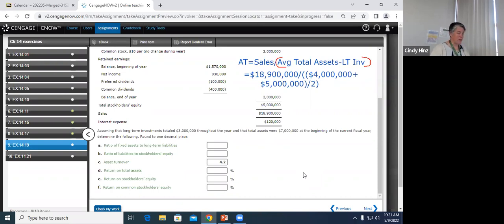Let's move down then to letter D, which is the other one that we have not yet done. And I'll put the formula on the screen. Return on total assets, typically abbreviated as ROA, return on assets. And it's understood that if you use ROA, you're talking about their total assets. So the numerator is net income. Oops, I should have put that parentheses there. Net income, and we're going to add back the interest expense. And the denominator is the average total assets. So there's our formula. Net income plus interest expense divided by average total assets.